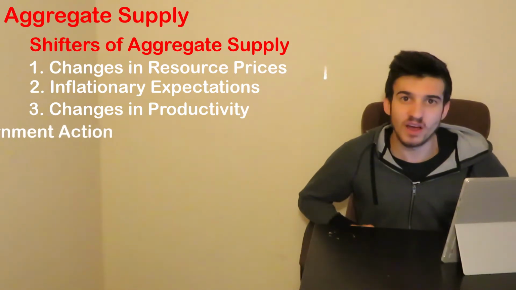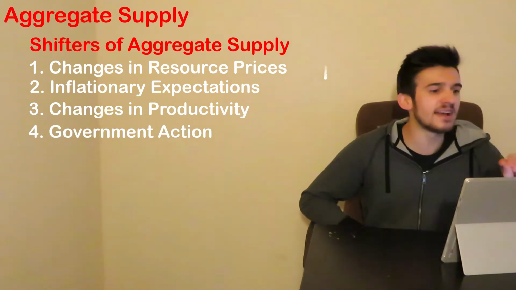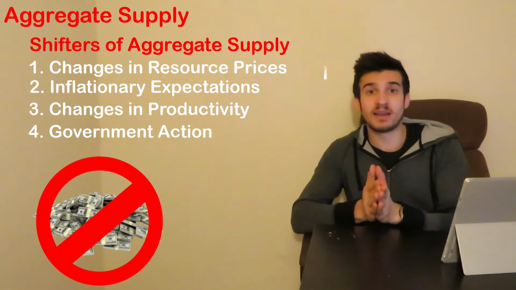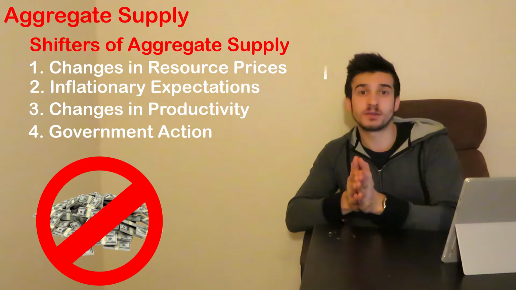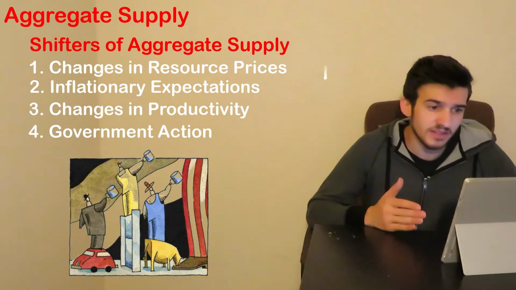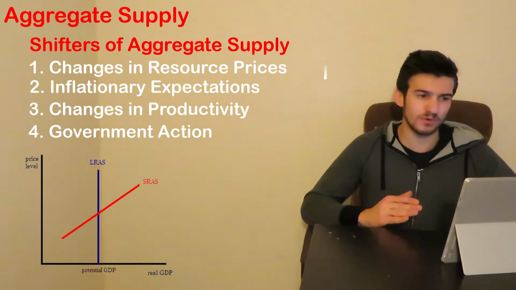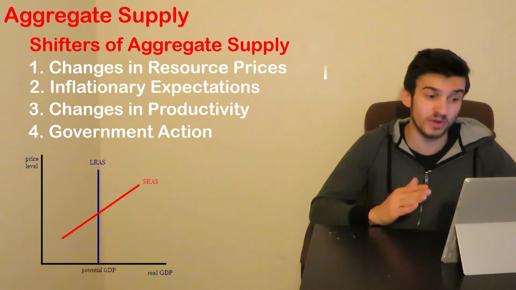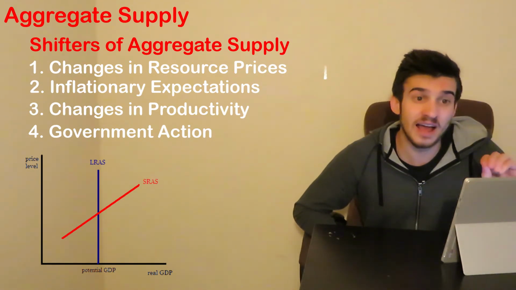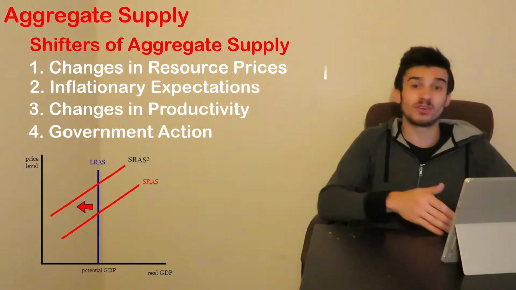And lastly, we have government action. So it's important to note here that the government action on the supply side of things does not include government spending, because remember, government spending is strictly going to be an aggregate demand shifter. These are just going to include things such as taxes, subsidies, or different regulations. If the government places more taxes on businesses or firms, it's going to lead to less disposable income for those businesses and firms, which can lead to a decrease in supply produced. This leads to a shift of our short-run aggregate supply curve to the left.